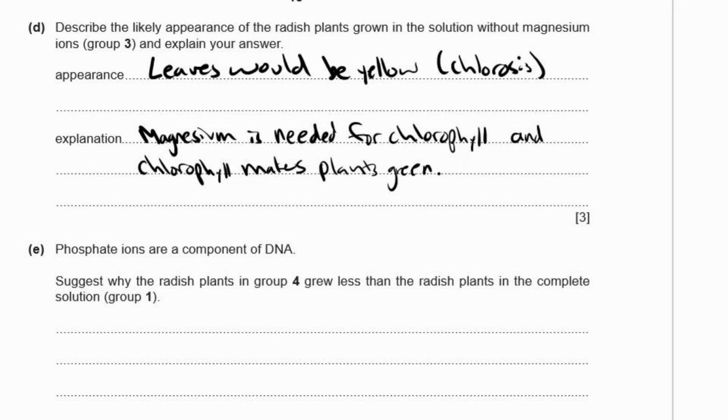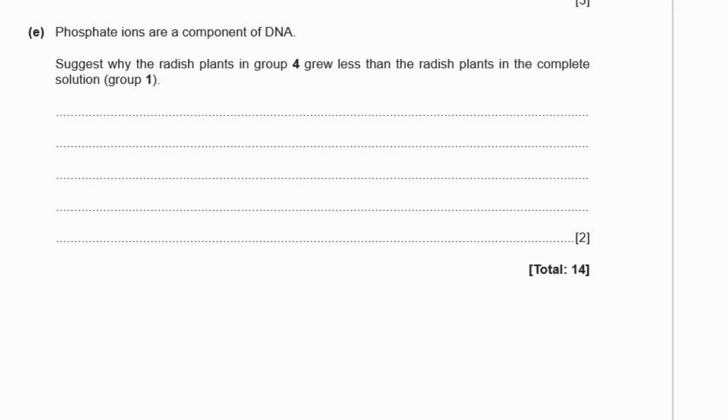Okay, if you mentioned that they would be shorter, you'd want to say the magnesium is needed for chlorophyll, and chlorophyll is needed to trap the sunlight for photosynthesis so plants can grow and get sugars for respiration. Okay, both of them would be fine, but the key there is magnesium is needed for chlorophyll. It's essential.